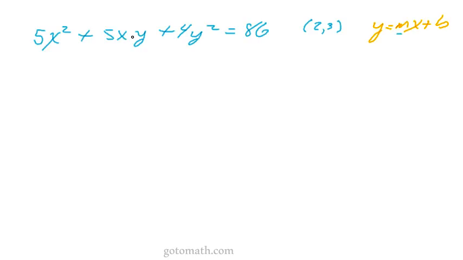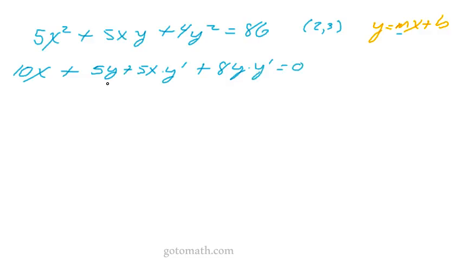So to find m, we're going to need to take the derivative and solve for y prime and then plug our point in. Easy enough. So let's go ahead and do that. This is going to end up being 10x, the derivative here. And then of course we've got to use the product rule on this, and the derivative of 5x is 5. Writing y plus 5x times y prime plus 8y times y prime is equal to 0. Derivative of that is 0.